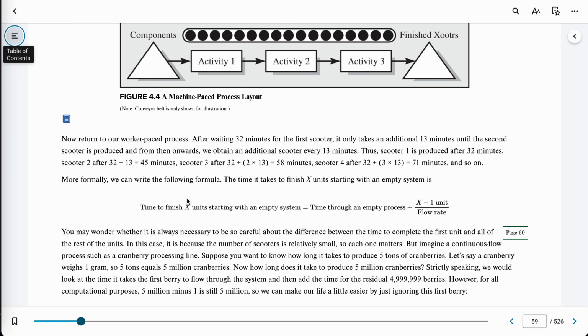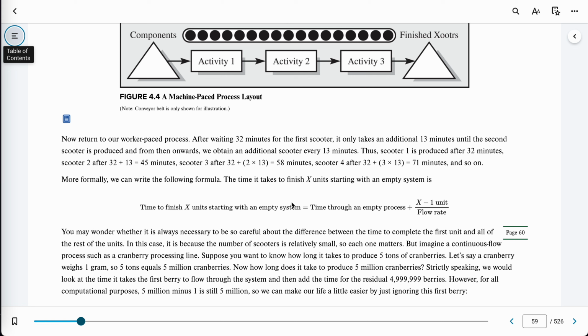So how long does it take to finish 50 units? The time will be 32 minutes for the first unit, and then for the remaining 49 units, it will be 13 minutes per unit, right? And that's the total time to finish, say, 50 units.